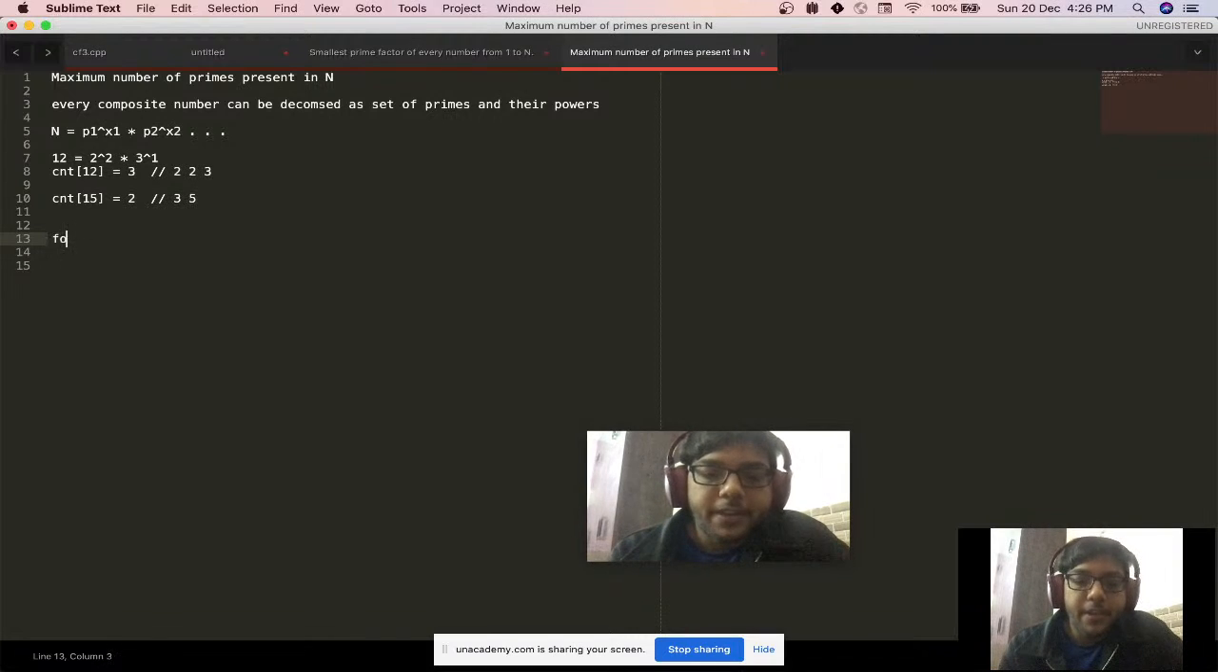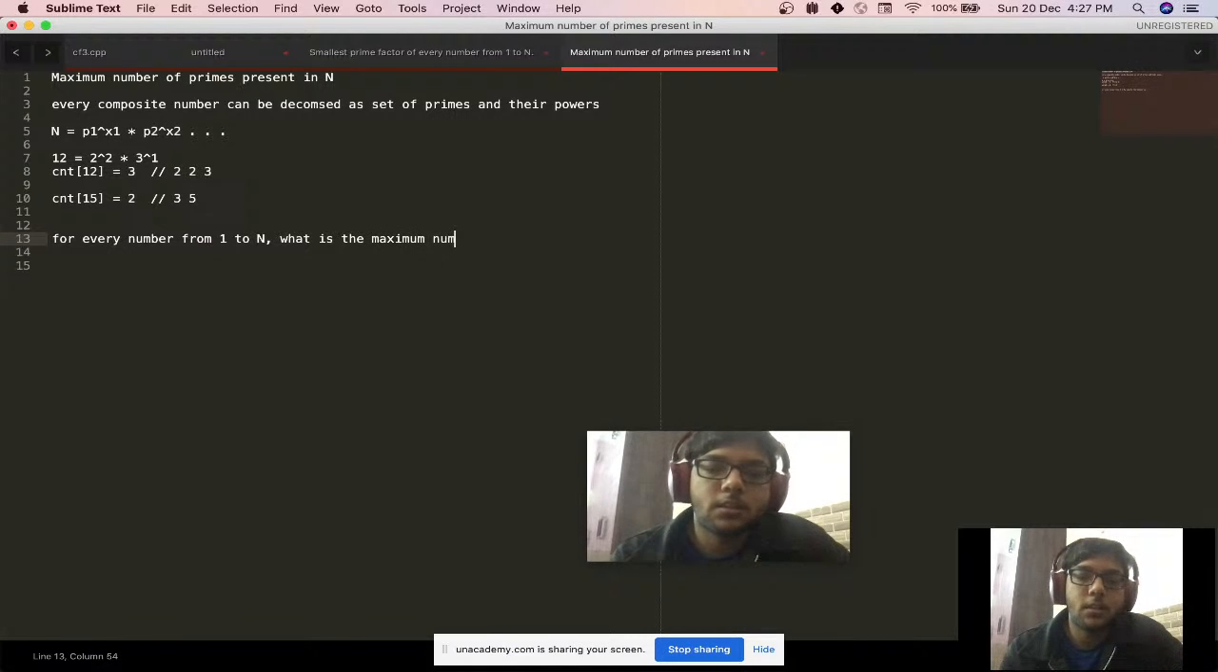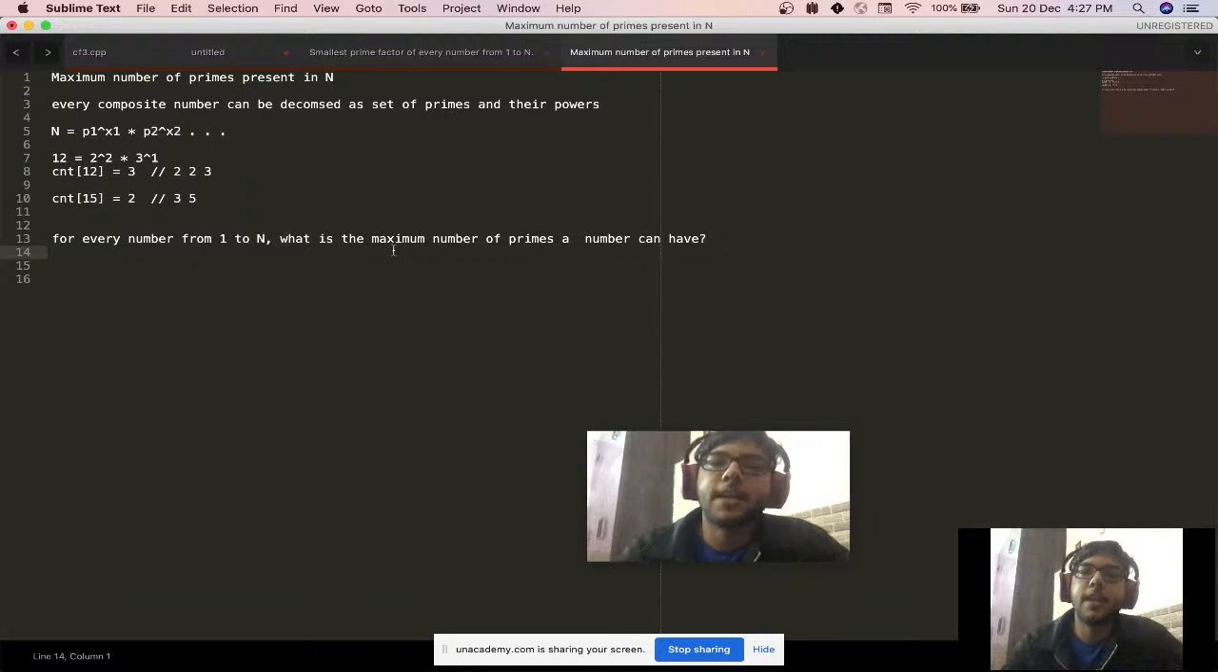For every number from 1 to n, what is the maximum number of primes a number can have? For every number, among all of these numbers from 1 to n, what is the maximum number of primes a number can have? So let's say n is equal to 10.